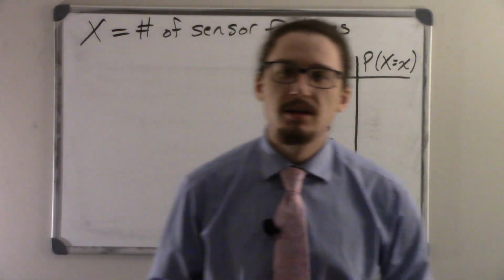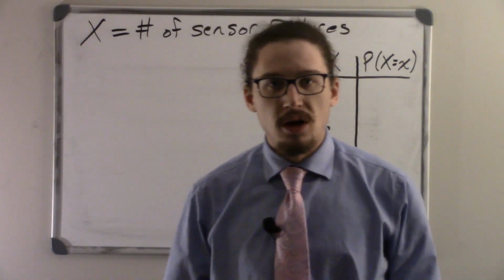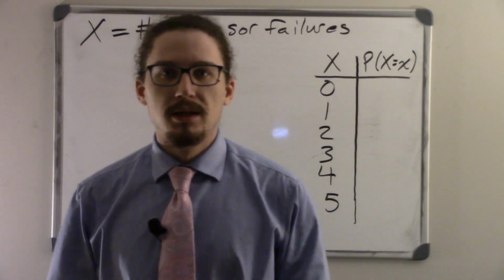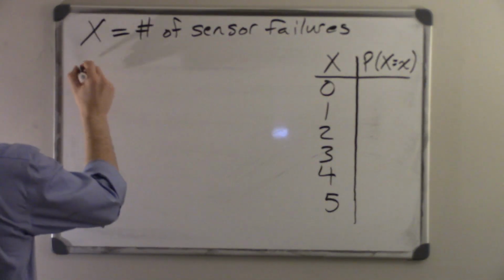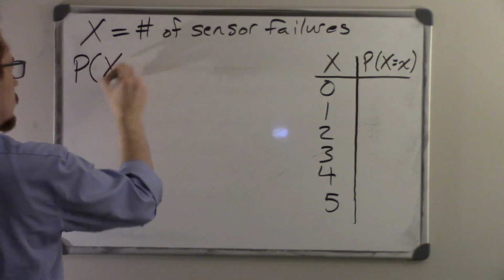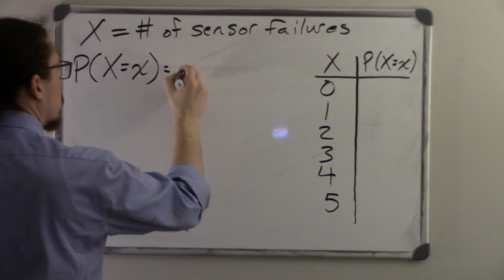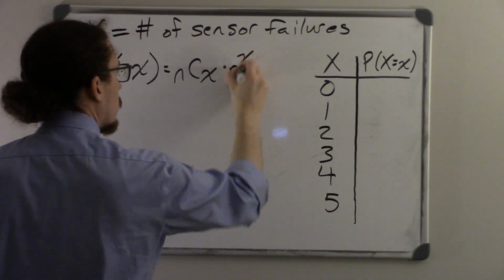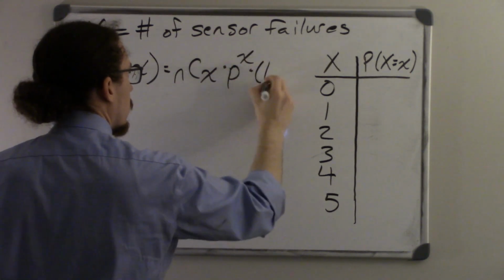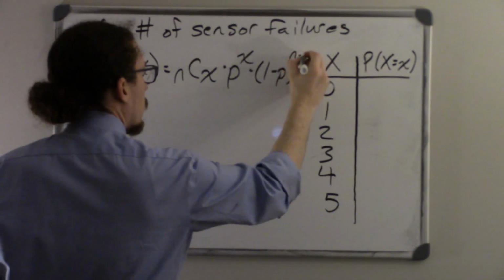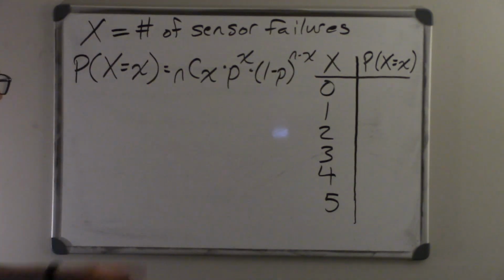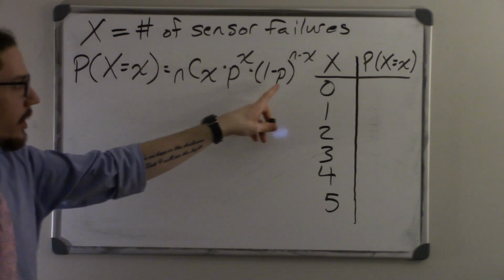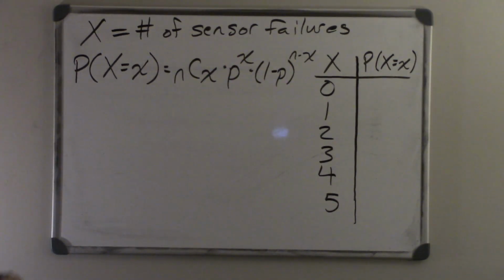All right, now we need to find the probabilities. We're going to find those probabilities with the binomial probability distribution function. If we don't remember what that looks like, we'll see if I can fit it in here. All right, that is it: nCx times p to the x times (1 minus p) to the n minus x.